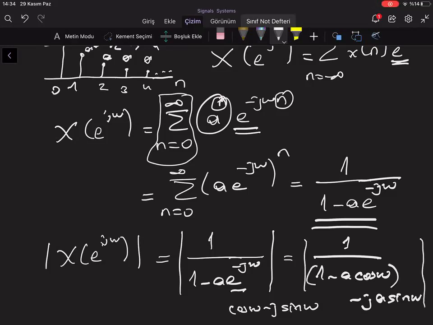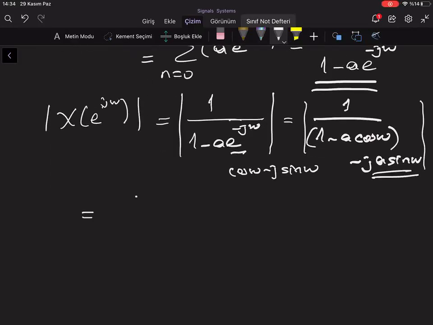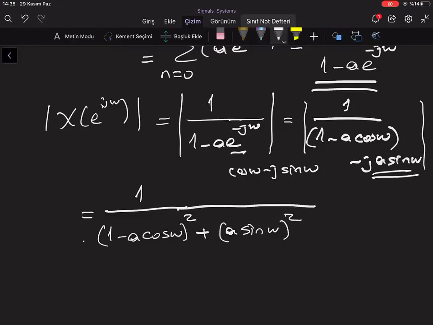This part will be the real part, and this part will be the imaginary part. So it will be 1 over the square root of (1 minus a cosine omega) squared plus (a sine omega) squared. This is the magnitude response of my a to the power n u[n]. This is how I do it.